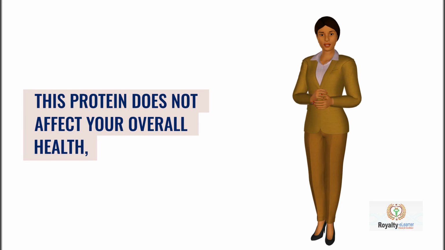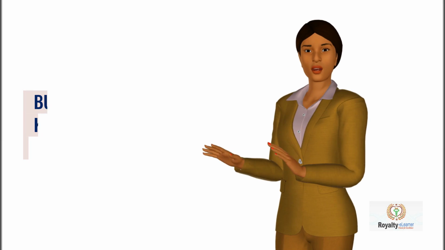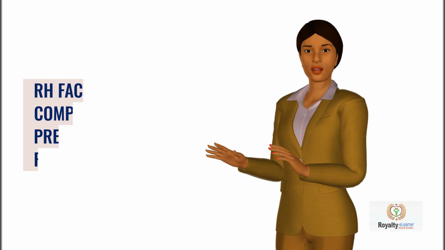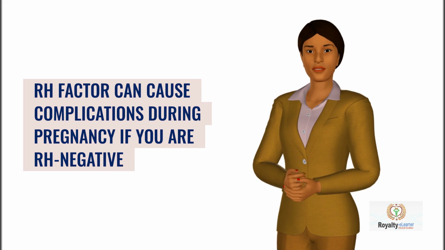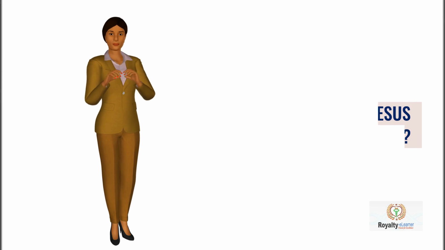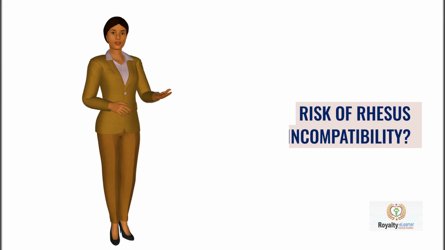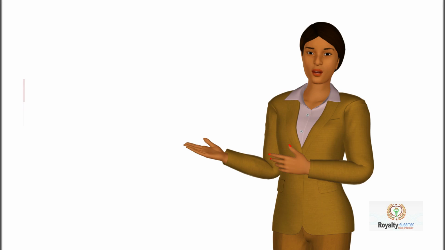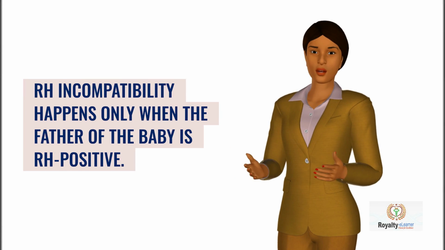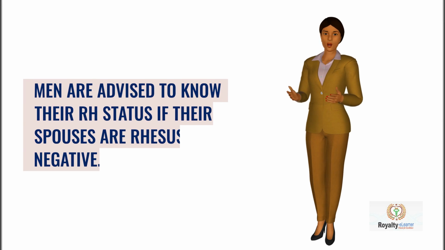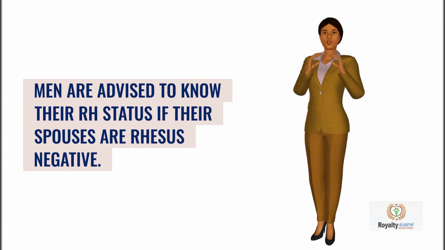This protein does not affect your overall health, but it is important to know your Rh status if you are pregnant. Rh factor can cause complications during pregnancy if you are Rh negative and your child is Rh positive. Who is at risk of rhesus incompatibility? A woman who is Rh negative is at risk for Rh incompatibility when she becomes pregnant. Rh incompatibility happens only when the father of the baby is Rh positive. Men are advised to know their Rh status if their spouses are rhesus negative.